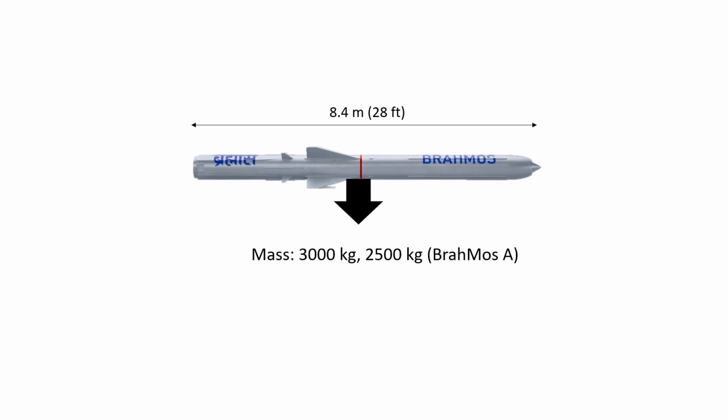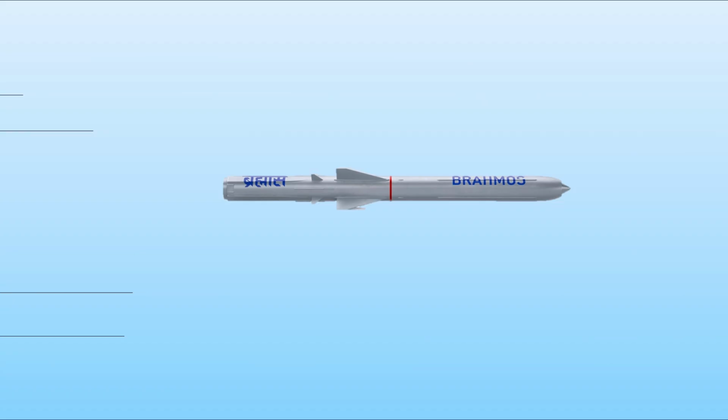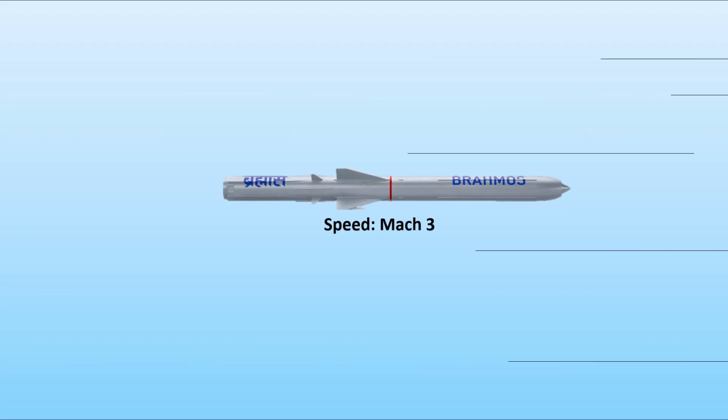This missile is 8.4 meters or 28 feet long, and it weighs about 3000 kilograms. But the air-launched version, which is the BrahMos A, is a little lighter at 2500 kilograms. The BrahMos missile has a top speed of Mach 3.